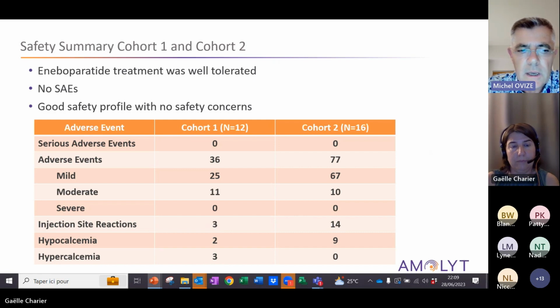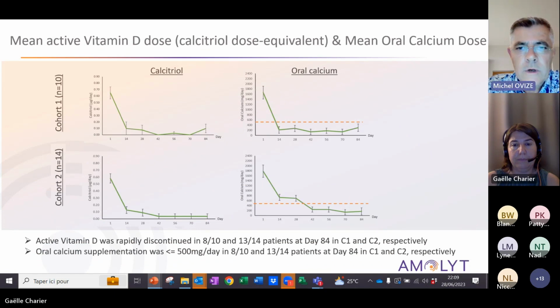Some patients had injection site reaction, usually erythema, and some patients displayed hypocalcemia episodes. You can see that in cohort 2, we had 9 episodes of hypocalcemia, and this was due to the fact that in cohort 2, we started at a very low dose of eneboparatide, which can explain the episodes of hypocalcemia in some patients. But overall, a very well-tolerated drug. Next. Now, what about the result?